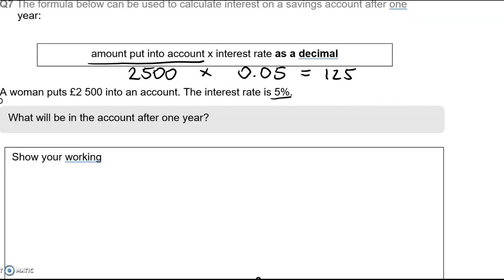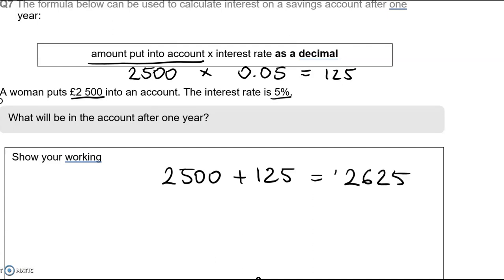So that's the interest. The question is, what will be in the account after 1 year? So that is in total, and that includes the 2,500 that was invested in the first place. So 2,500, add 125. That gives us 2,625.